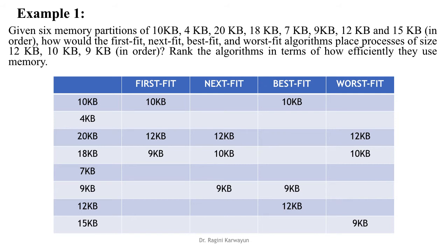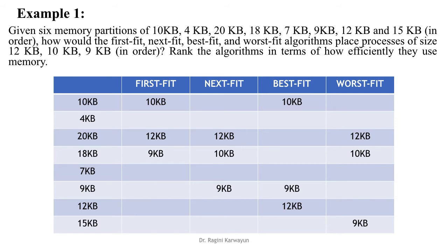For example, in the first case where you have allocated a 12 kb process to the 20 kb partition, 8 kb is internal fragmentation because it cannot be allocated to any other process and it is being wasted here. So best fit policy tries to minimize the internal fragmentation. To make it easier, you take the list of holes that is given and, in your rough sheet, write them in increasing order. For example, 4, 7, 9, 10, 12, 15, 18, 20.